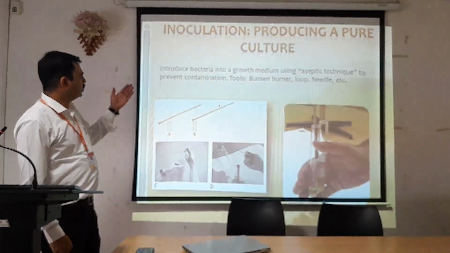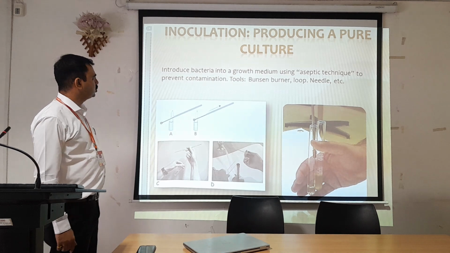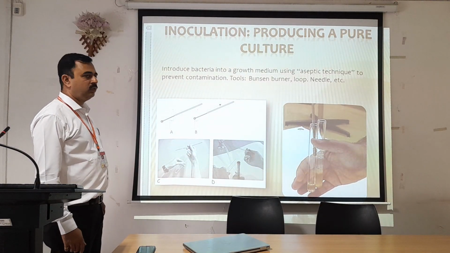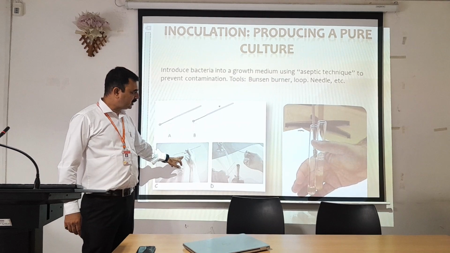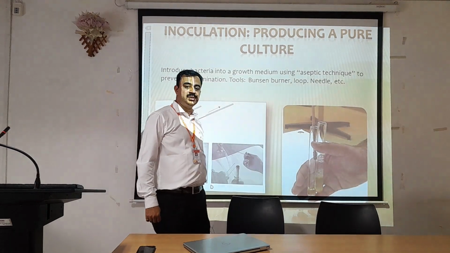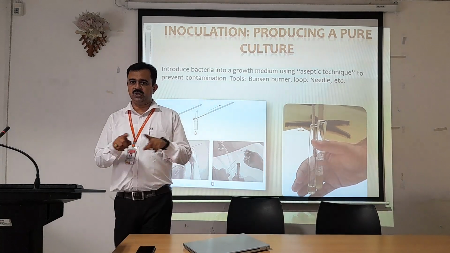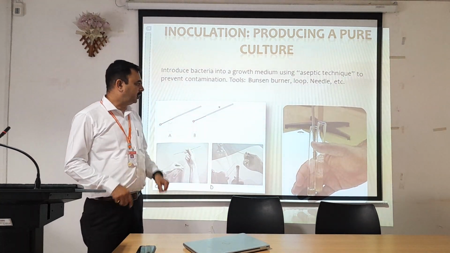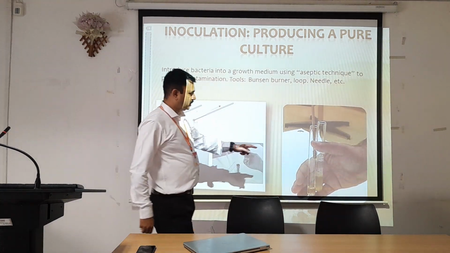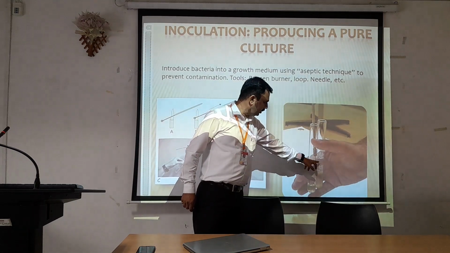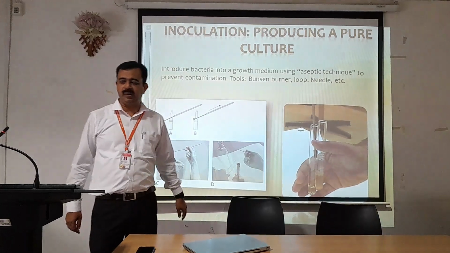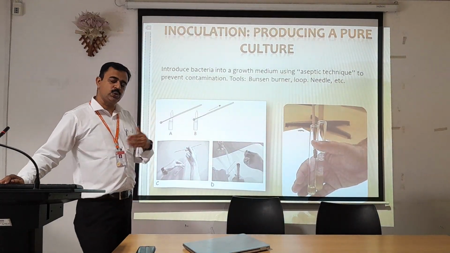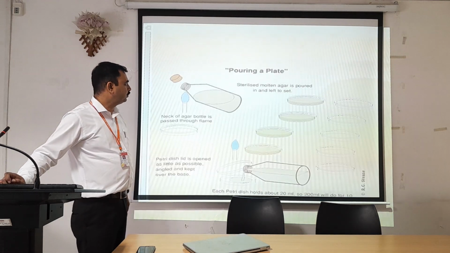See this. Introduce bacteria into the growth medium under aseptic conditions to prevent contamination. What do we need? We need the Bunsen burner, loops, needles, etc. See this nichrome wire loop, very small in size, and we need burners. Why are burners essential? In order to maintain aseptic conditions in that area, we need the burners to be there. See here, this person is transferring viable organisms with the help of a nichrome wire loop into the fresh medium. We have already discussed media. Media may be either solid or liquid.